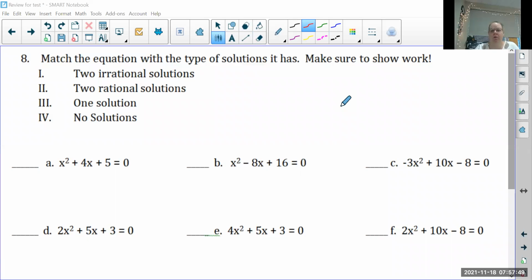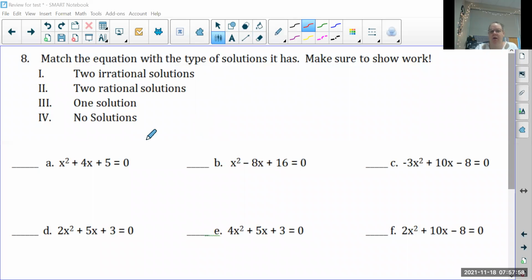Okay, problem 8. So we're talking about this. We're going to figure out using the discriminant what type of solutions we have. So you do not have to actually show the solution.